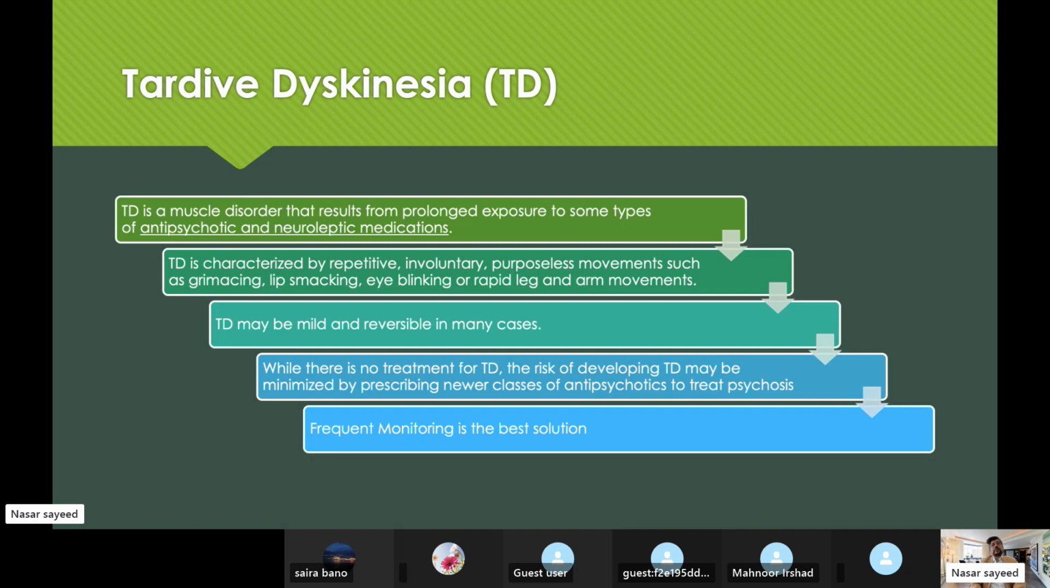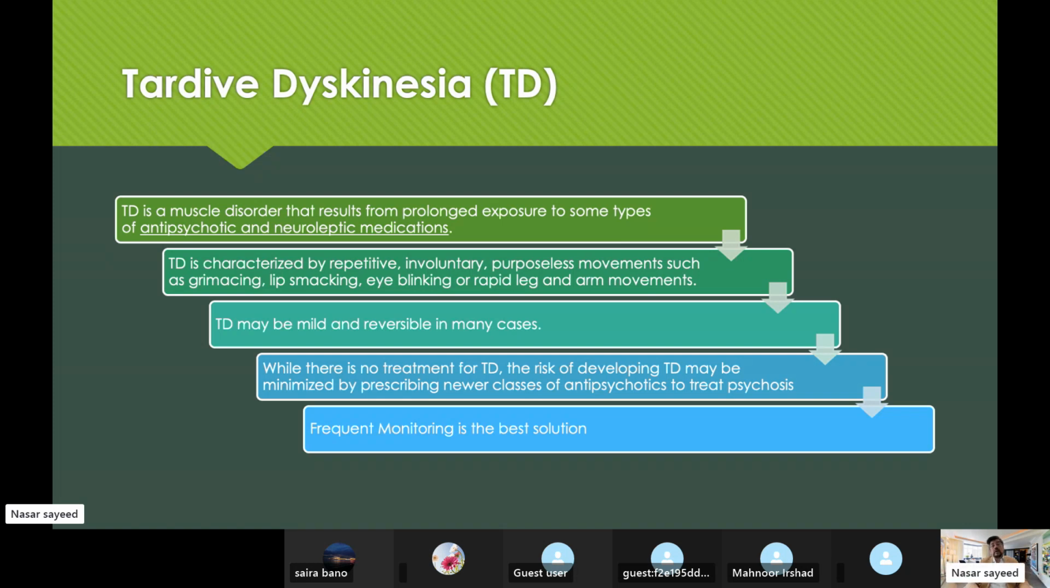Tardive dyskinesia. TD is a muscle disorder that results from prolonged exposure to some types of antipsychotic or neuroleptic medication. It's not prolonged exposure. It is actually an idiosyncratic reaction. These days I am seeing recently again, I am giving recent examples. I am seeing a patient who has been developing tardive dyskinesia for almost a year and they never bothered to actually come back and see me.